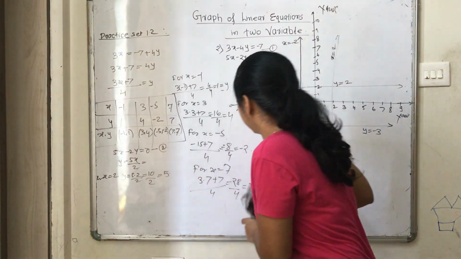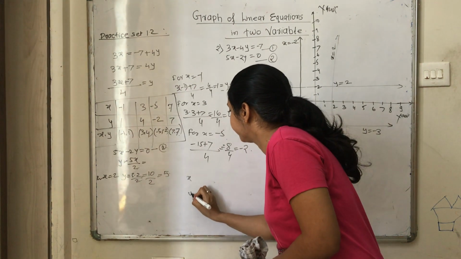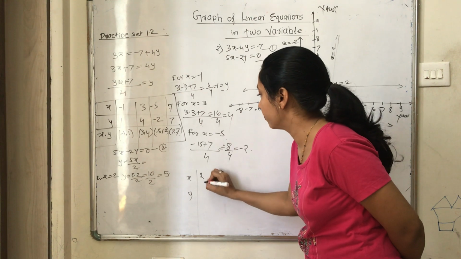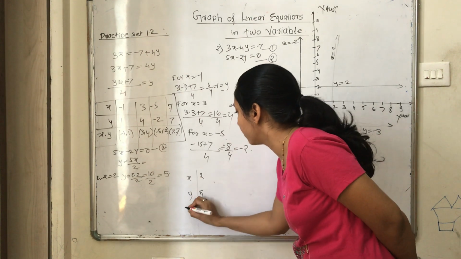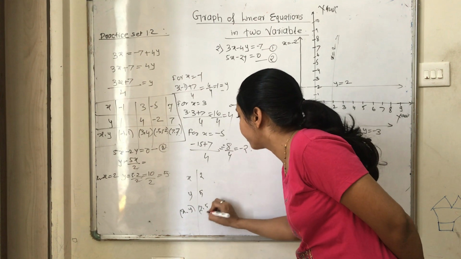This is, I will write here. For x comma y, for x is equal to 2, what is the value of y? y is 5, and the pair is what? x comma y. So it will be 2 comma 5.